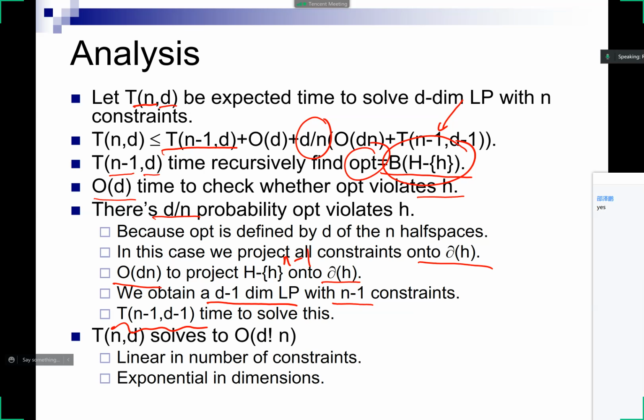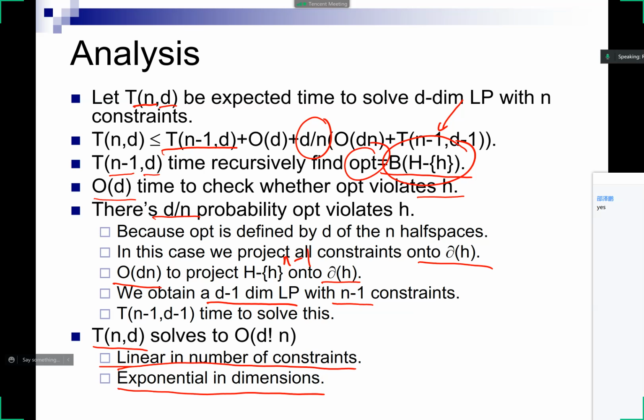Now, I'm not going to solve this manually, but it turns out that if you solve this expression, you get that the time complexity is going to be order of d factorial times n. So this time complexity is still linear in the number of constraints. In the 2D case, it was just order n, and it's linear in the number of constraints even in the d-dimensional case. However, it's exponential in the number of dimensions, so the more variables you have, the worse it gets.